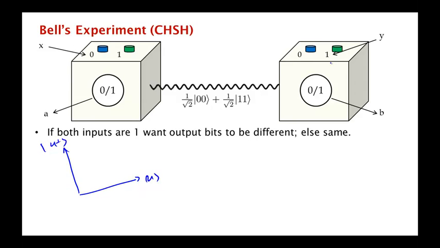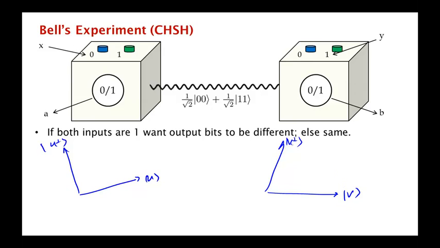Similarly, we are going to measure the second qubit in the second box in some basis v perp, depending again on whether the input y is 0 or 1. Which basis we choose depends upon the input. Then if the outcome of the first measurement is u, the box will output 0, and if it's u perp, it will output 1. Similarly, if the outcome of the second measurement is v, the second box will output 0, and otherwise it will output 1.